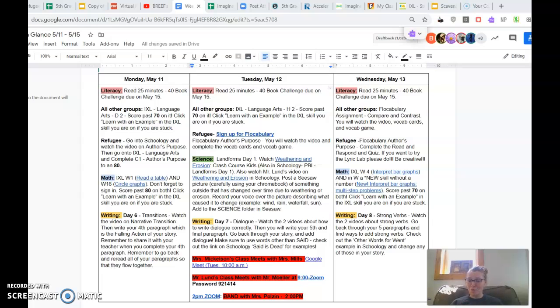And then today's focus is going to be strong verbs. So I really want you to look at the link that is in Schoology that says other words for went. Because I want you to go back through your story. And if you have the word went in there, I want you to try and make it a better word by using that chart of other words for went that I put in Schoology. Okay? It just makes your story more interesting to read instead of saying, I went here, we went there. Okay? So use other words for went.